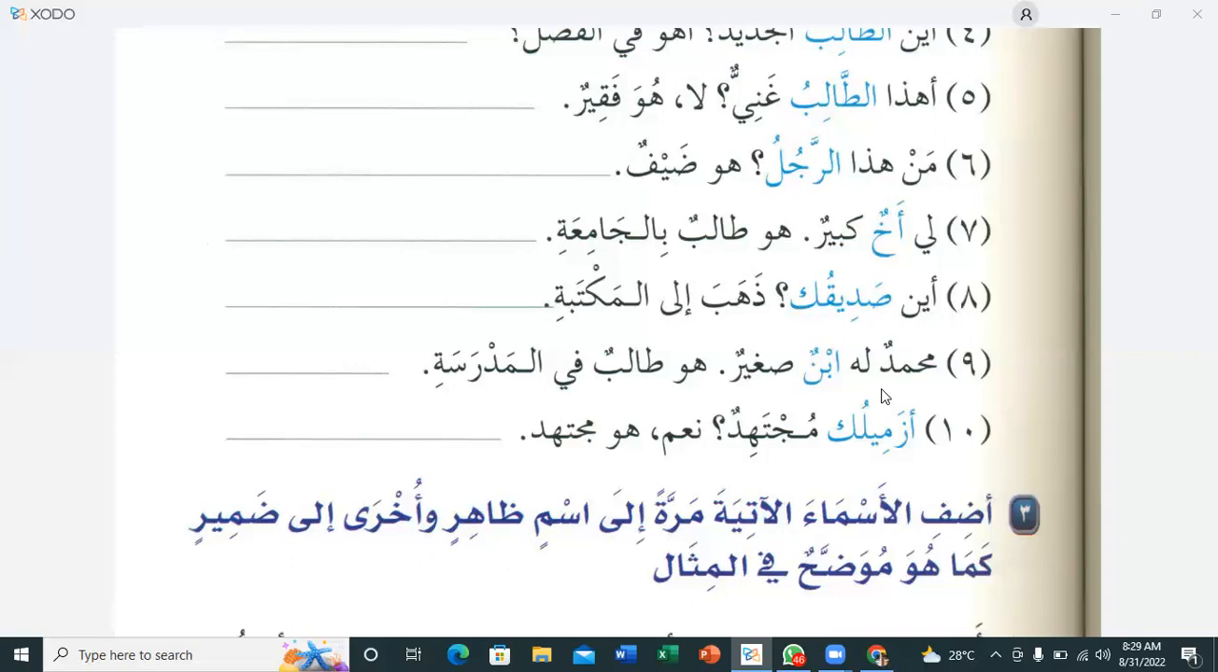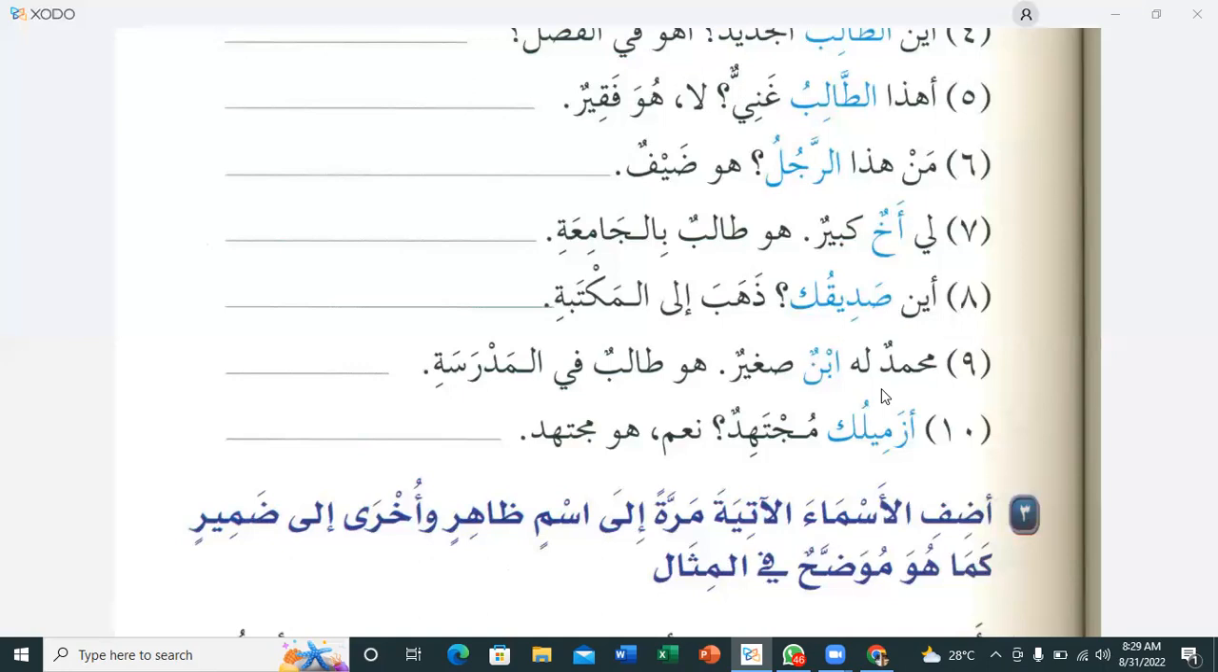Hum tullabun fil madrasati. Muhammadun lahu abna'un sigarun, hum tullabun fil madrasati.